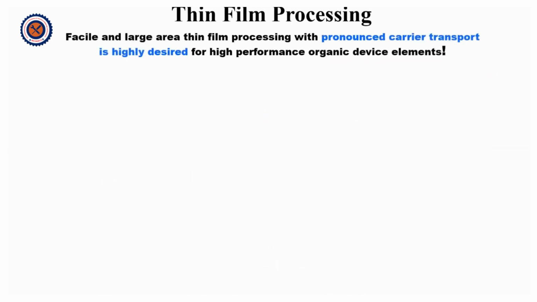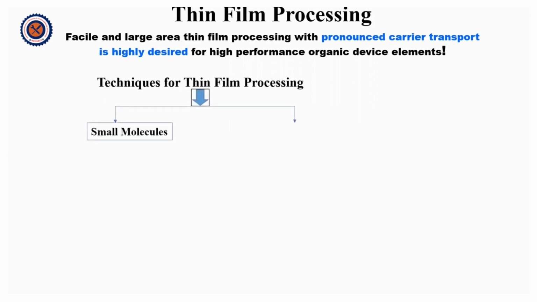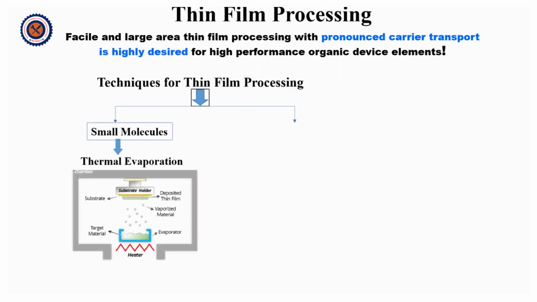So, what is thin film processing? Facile and large area thin film processing with pronounced carrier transport is highly desired for high performance organic devices. There are majorly two techniques. One, for small molecules, is thermal evaporation, where the material is evaporated in a thermal chamber at very high vacuum and very high temperature, and deposited on the desired substrate.